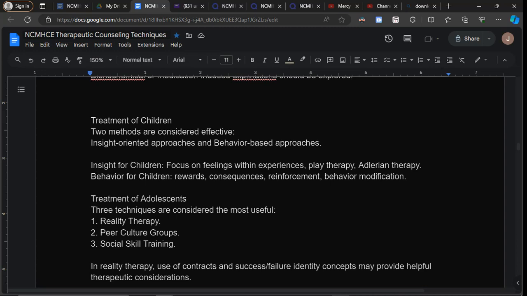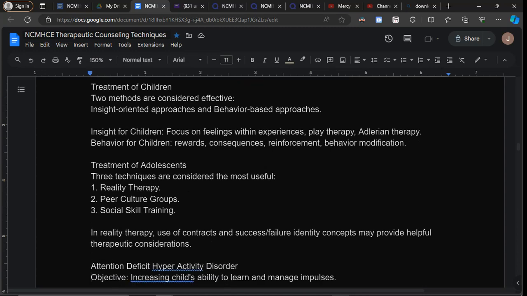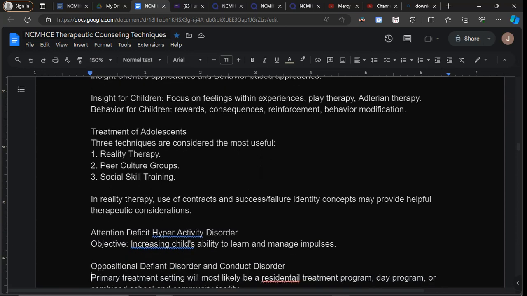Insight for children: focus on feelings within experiences, play therapy, Adlerian therapy. Behavior for children: rewards, consequences, reinforcement, behavior modification. Treatment of adolescents: three techniques are considered the most useful, reality therapy, peer control groups, and social skill training. In reality therapy, use of contracts and success-failure identity concepts may provide helpful therapeutic considerations.